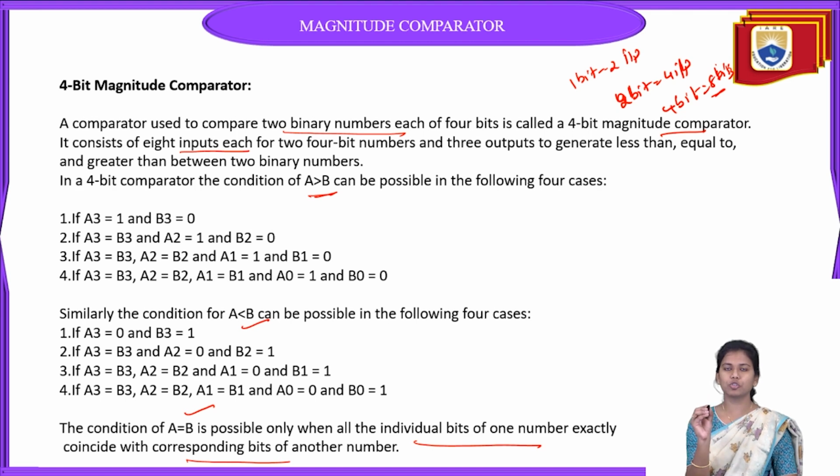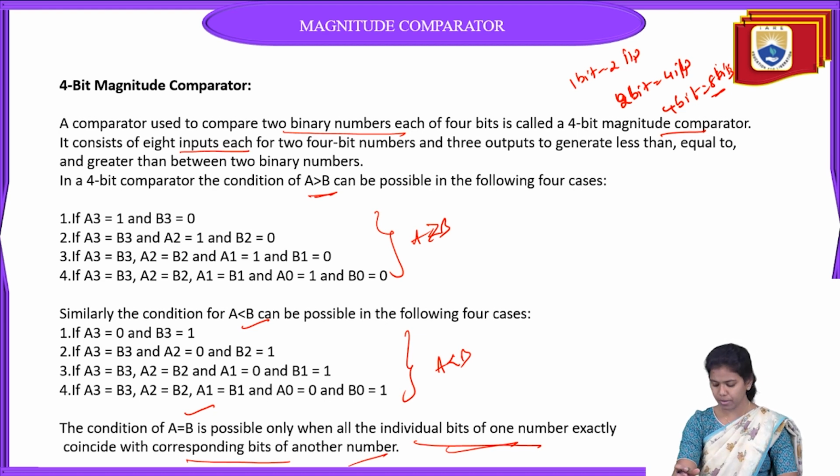So for A equals to B, all the individual inputs coincide with the other number. Here in A equals to B, we don't see any kind of combinations between the inputs, because the individual bits of one number coincide with the corresponding bits of the other number. But for A greater than B, and these conditions for A less than B, these are the 4 cases you have to remember for the 4-bit magnitude comparator.